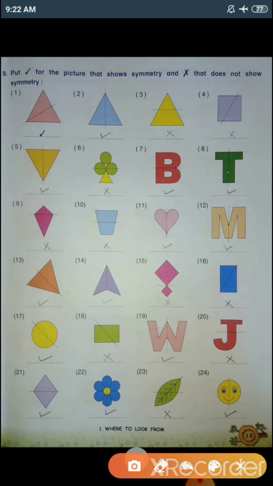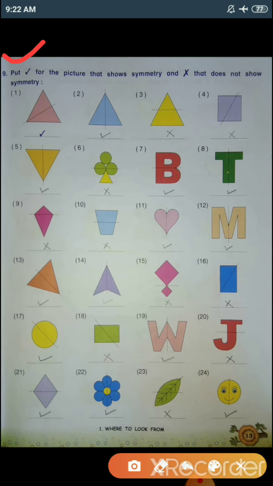Now in today's session we are going to solve question number 9. So let's begin. Put tick for the picture that shows symmetry and cross that does not show symmetry.